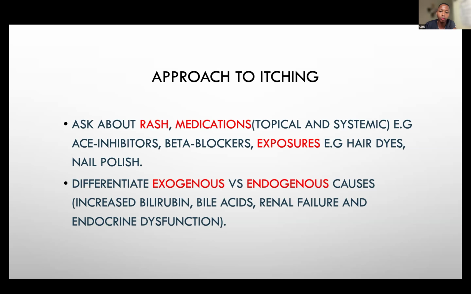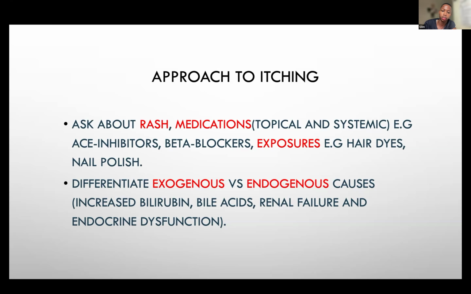So you can ask about any associated rash, any medications that were used, because some of them can end up causing the rash. Itching, either itching alone or with rash. So some of the drugs that can do this are the ACE inhibitors, the beta blockers. Also ask about any exposures to maybe hair dyes, nail polish, but there are other exposures out there that can cause itching as well. And it's important to differentiate exogenous versus endogenous causes.